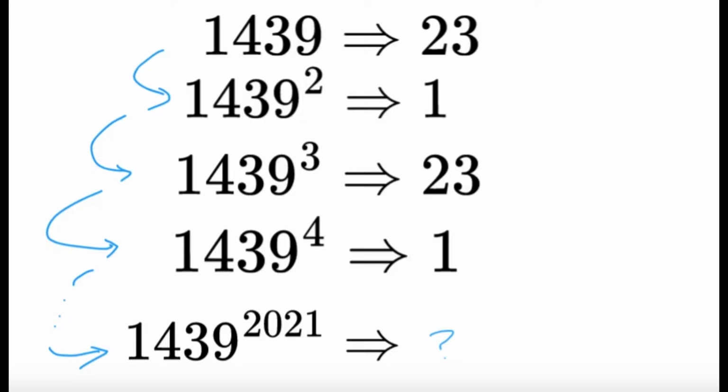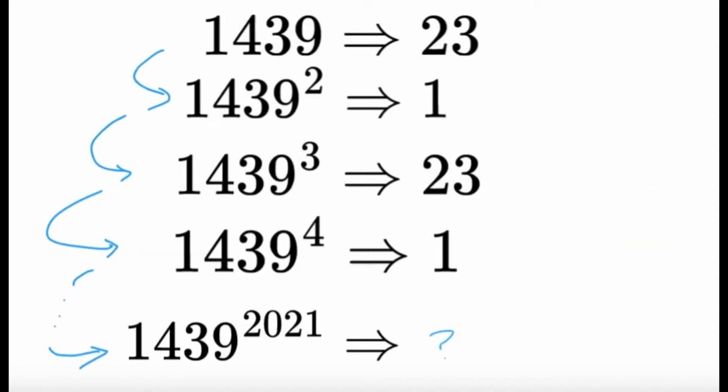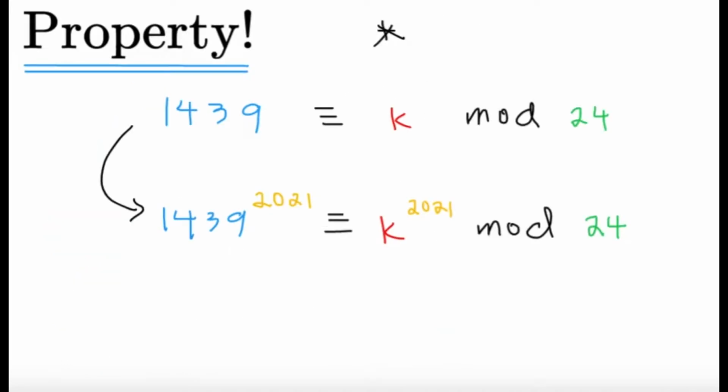Now, let's try a more formal approach by showing you a nice property in modulo, because when we talk about remainders, we're technically doing modulo. In this case, we're taking the remainder when 1439 raised to 2021 is divided by 24. So technically, we're doing everything under mod 24. So we'll introduce the following property.